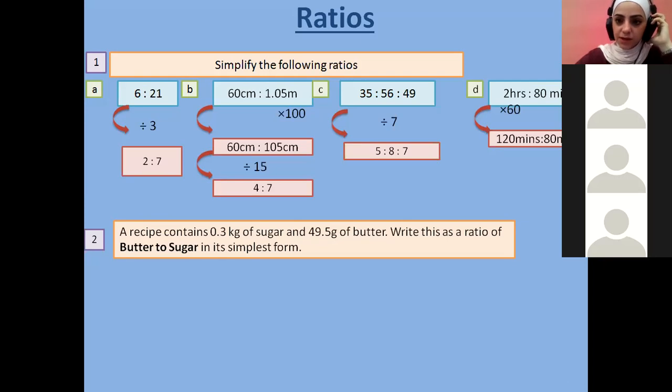Yes, excellent, Mira. So see, you can cross the common zeros, which is dividing by 10, and then divide by 4, or you can directly divide by the highest common factor, which is 40. You get 3 to 2. That is the simplest form.